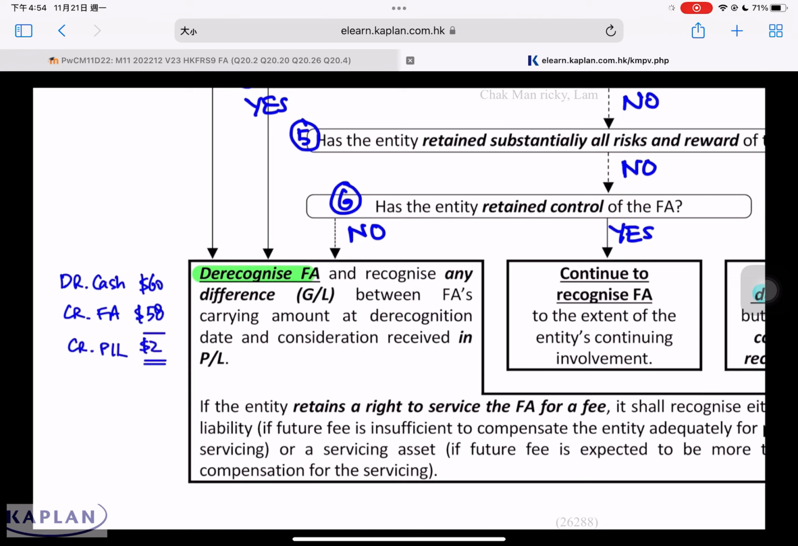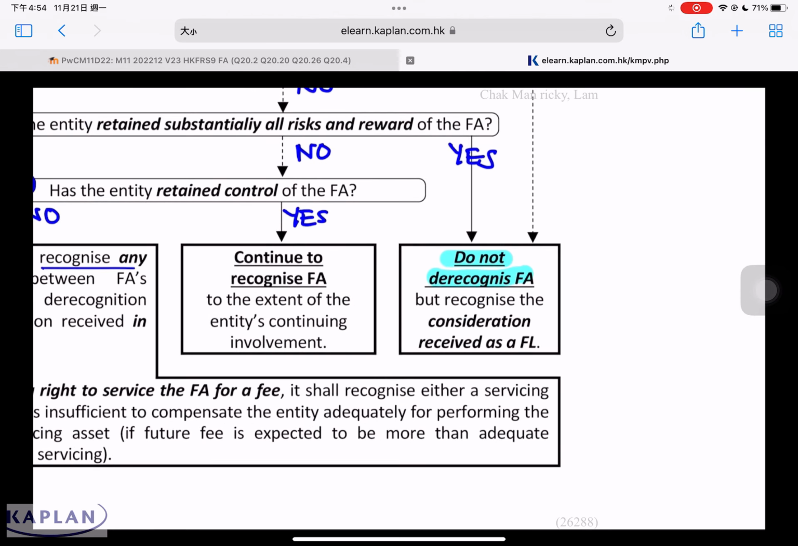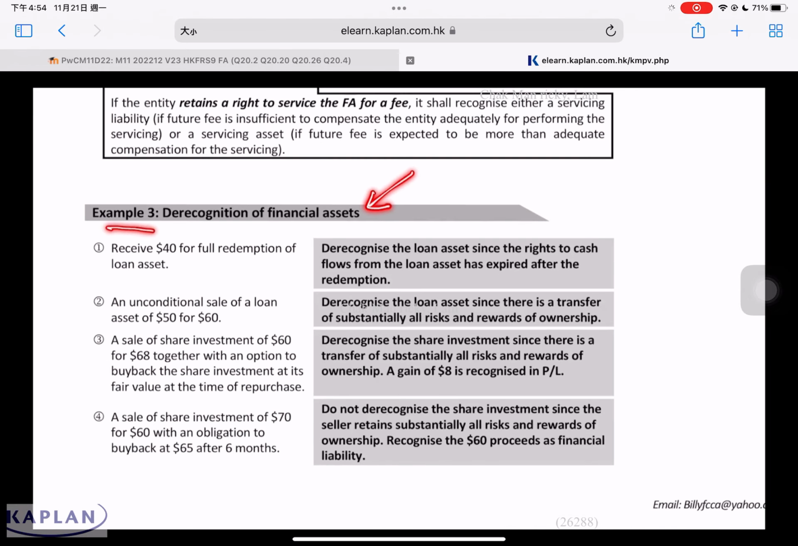In this case, the credit to P&L. Recognize any differences. In this case, it's the $2 in profit and loss. If you cannot derecognize, we have to debit cash, $60, assuming that the company retains substantially all risk and real ownership. We cannot credit financial assets. The entity retains substantially all risk and real ownership. This $60 should be credited as a financial liability. Please refer to example 3.